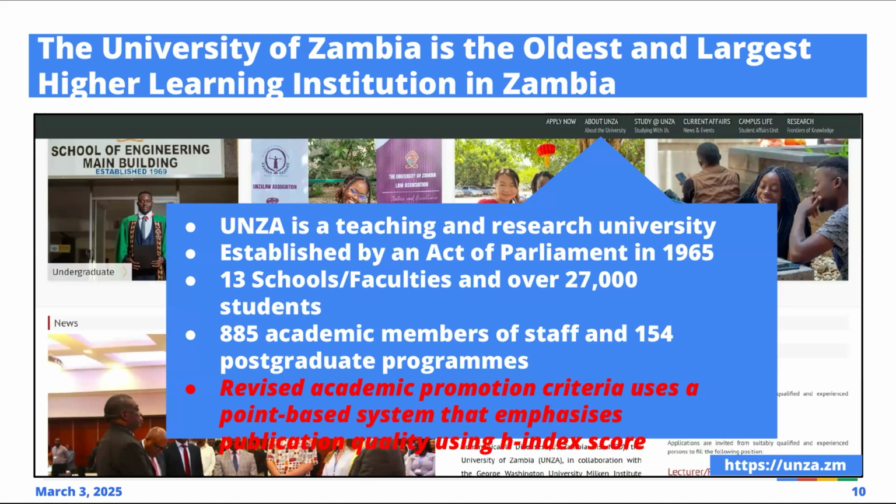And it's the oldest and largest higher education institution in Zambia. We presently have a total of 13 schools and over 27,000 students. Now, the statistics on students and academic staff are based on our 2023 to 2027 strategic plan. It's a bit outdated because work on the strategic plan was initiated back in 2022. So we actually have slightly more students and faculty staff.